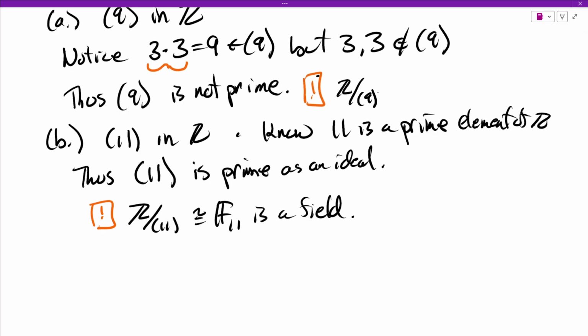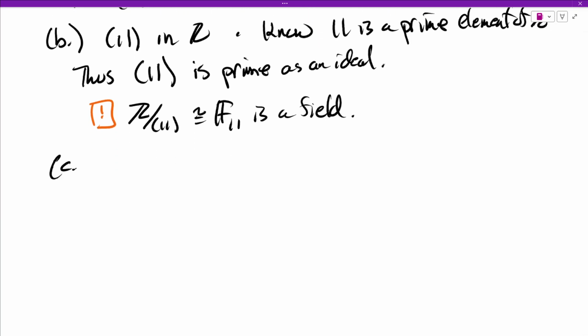Z mod 9 is Z9. This is not a domain. Why? Well, it's very much related to it not being prime. We have these elements 3 and 3 that are going to be non-zero here because neither 3 is in the ideal generated by 9. Yet their product, when we multiply them together in the quotient, lands in the ideal, so becomes 0. So I just want to observe these two things here that we will formalize in a little bit. All right, let's do another example.